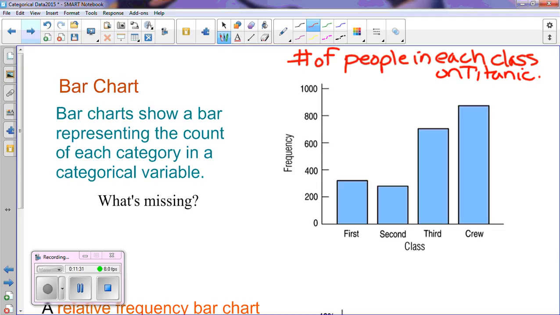One of the values, and which value is that? Which axis, horizontal or vertical? So this horizontal axis is in terms of what kind of a variable? But it's either qualitative or quantitative. Which one? Qualitative data. So this is categories or qualitative data.